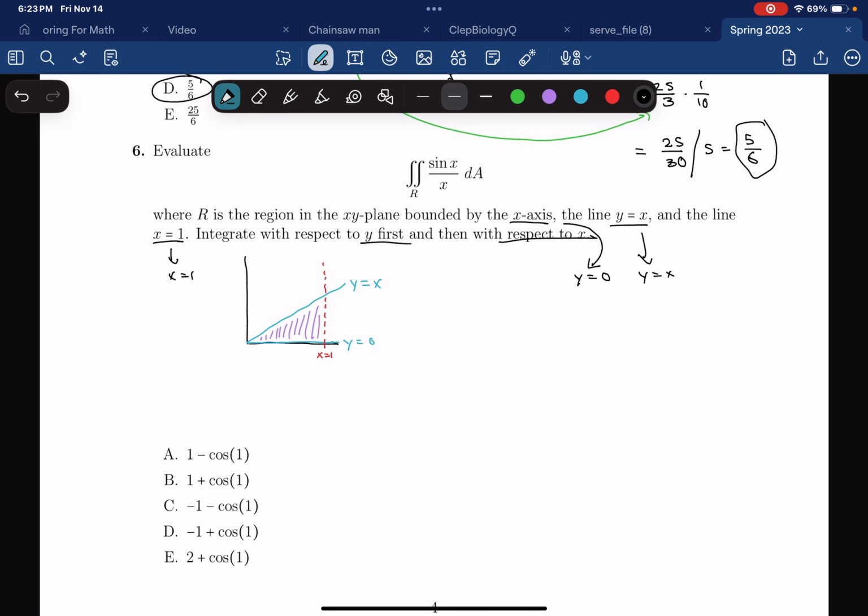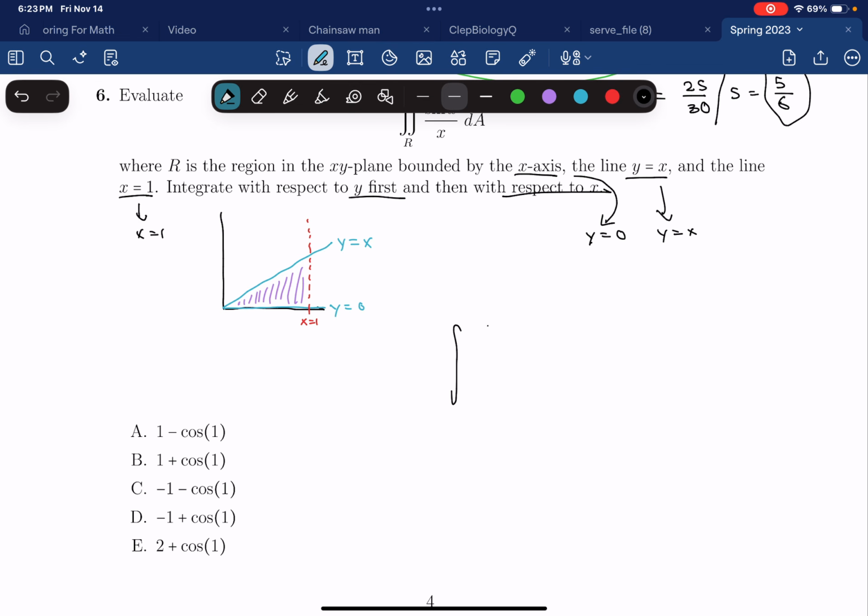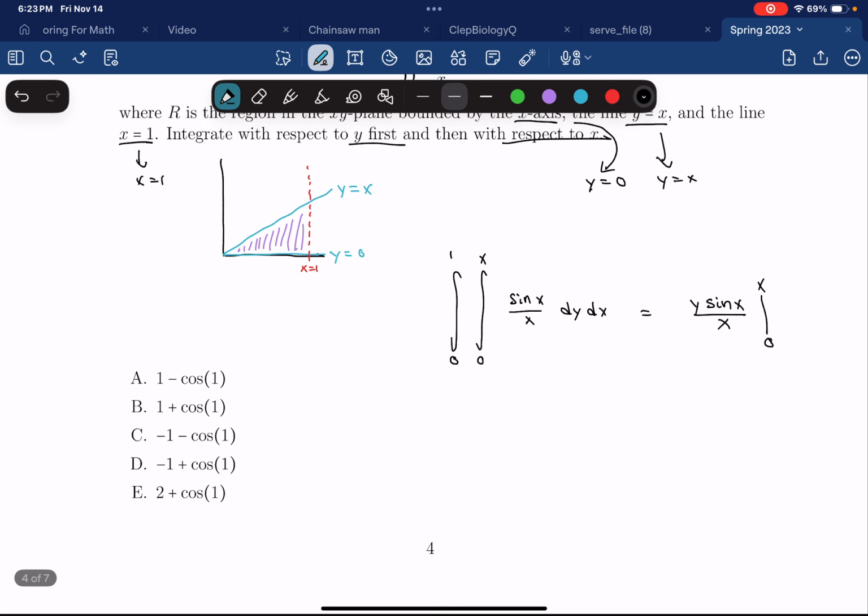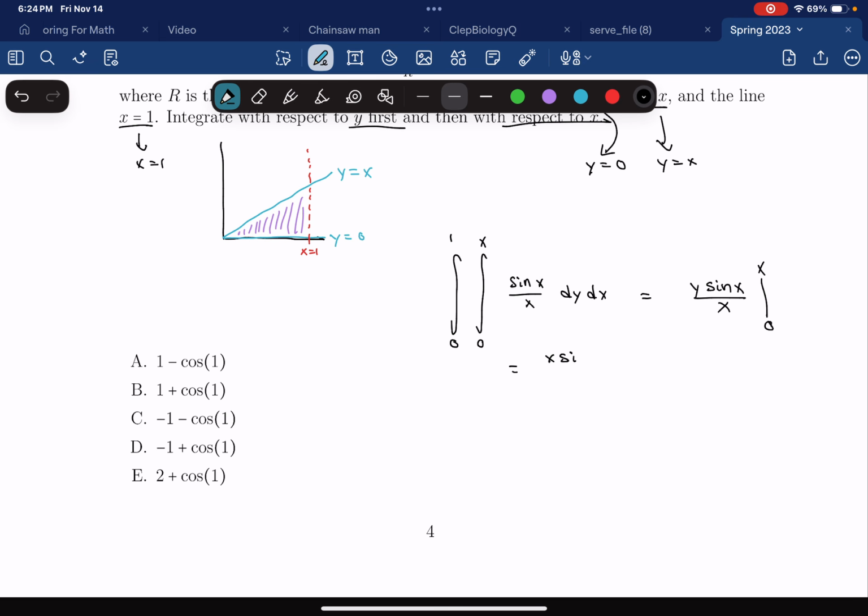Okay, so how do we integrate this? Well, let's write out our bounds first. If we integrate with respect to y first, it'll be from 0 to x, and for x, it'll be from 0 to 1 of sine x over x times dy dx. If you evaluate this, you simply do y times sine of x over x from 0 to x, which gets you x times sine of x over x minus 0. These x's will cancel out, and you're simply left with sine of x.